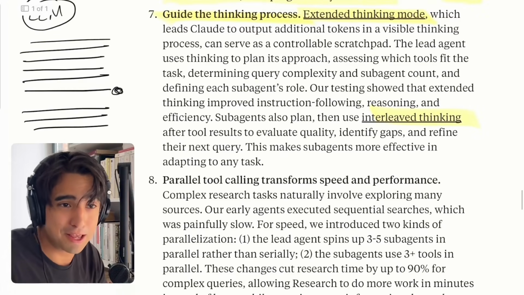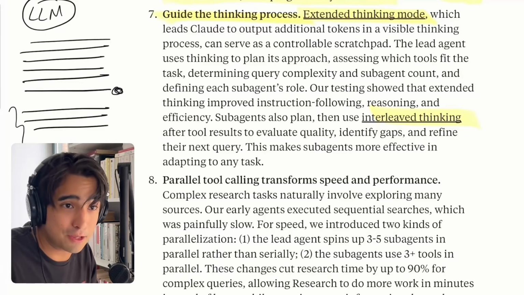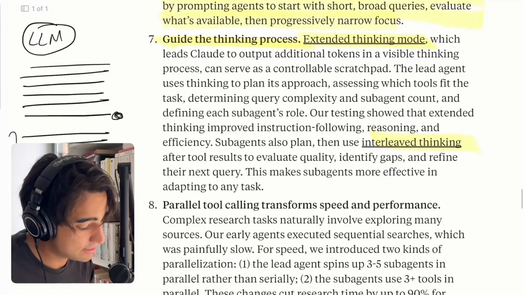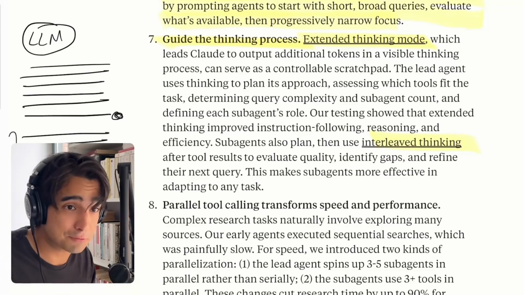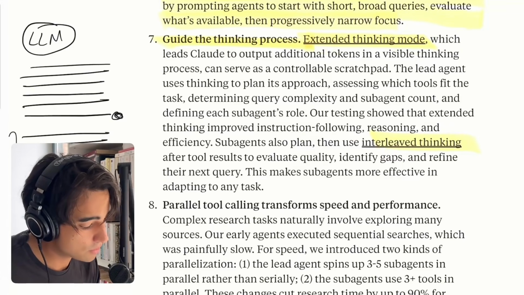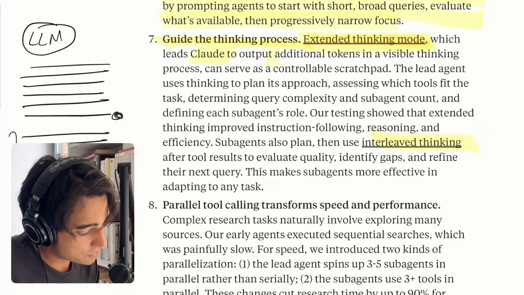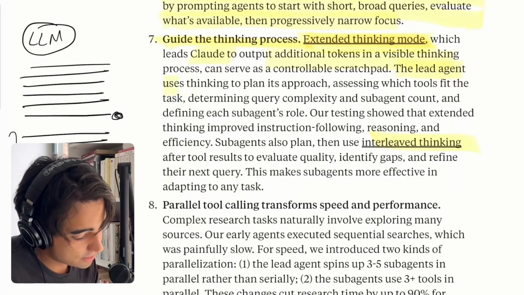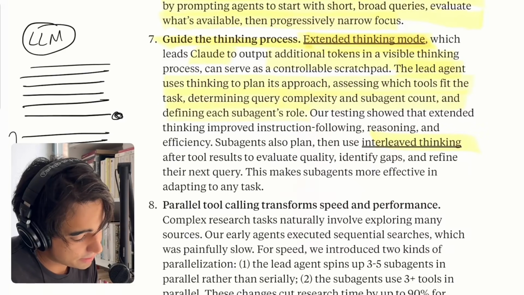So essentially it's just like a longer answer, but you only see the last part. And this actually turns out to be very, very useful in creating agents and making sure that they correctly understand the query or the tasks that you're giving to them. They added this thinking part to two different aspects of the task resolution process. The first part was they used extended thinking mode in Claude Opus 4 to output additional tokens in the lead agent, okay? So this agent uses thinking to plan its approach, assessing which tools fit the task, determining query complexity and sub-agent count, and defining each sub-agent role.